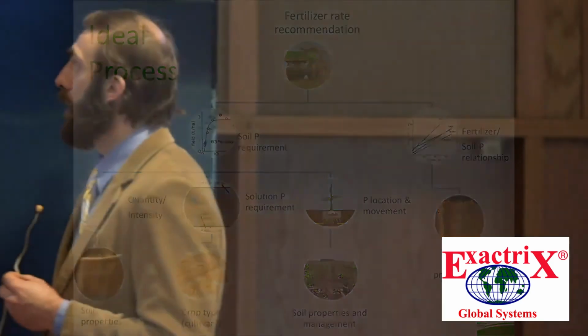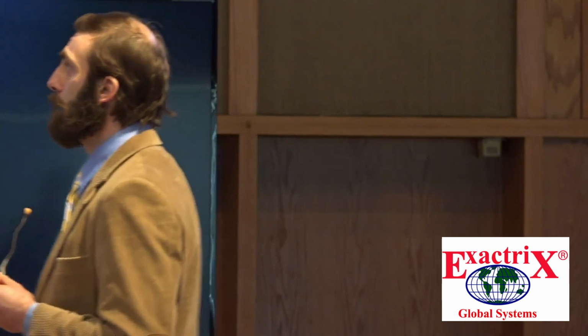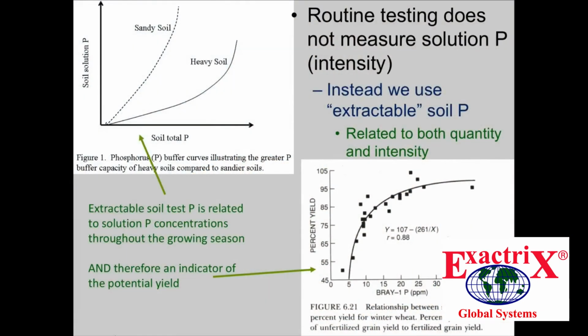So currently, we don't consider all that, right? Currently, our routine testing does not measure solution P intensity, and I understand why. It wouldn't make sense. You go out and measure it one day, it could be different the next day. Instead, we use extractable soil phosphorus.